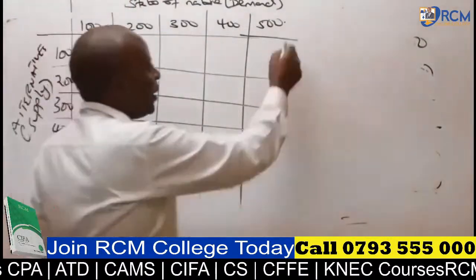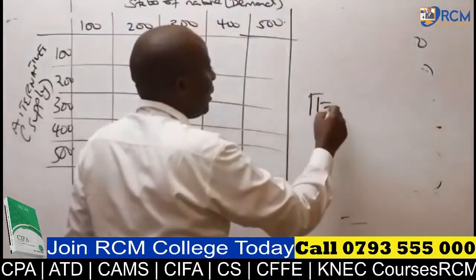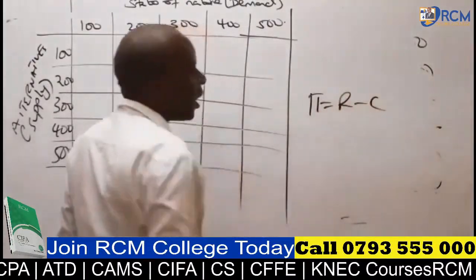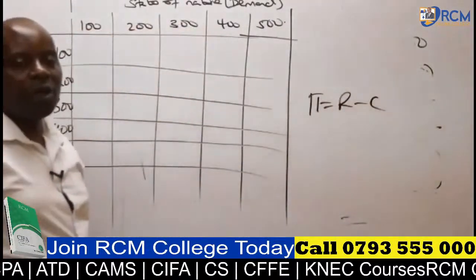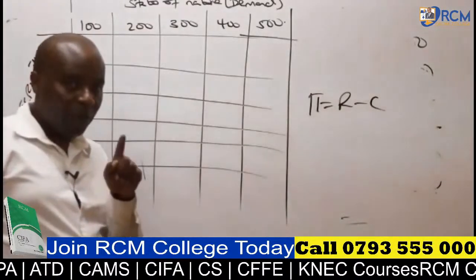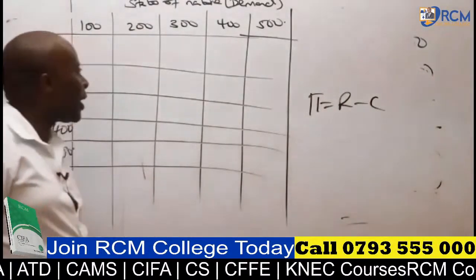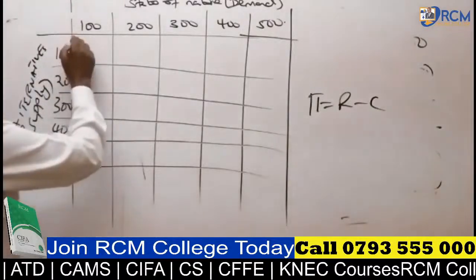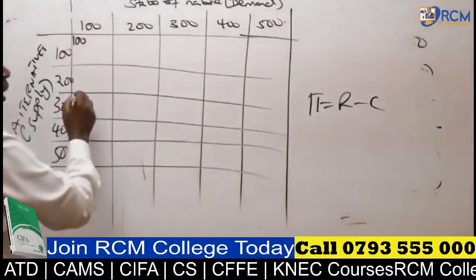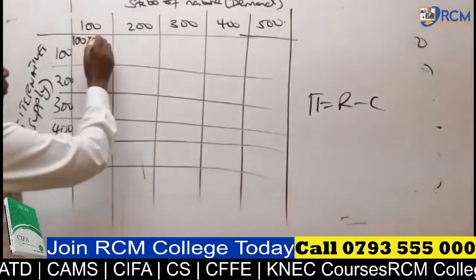Our profit here is revenue minus cost. How do I get revenue? To get revenue, we normally take price times quantity. So, ladies and gentlemen, here we shall be selling 100, and each crate we are selling for 450.